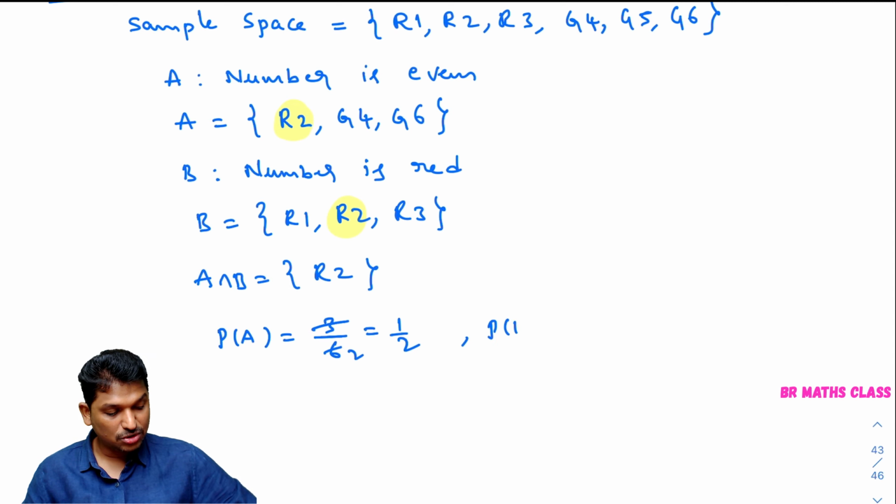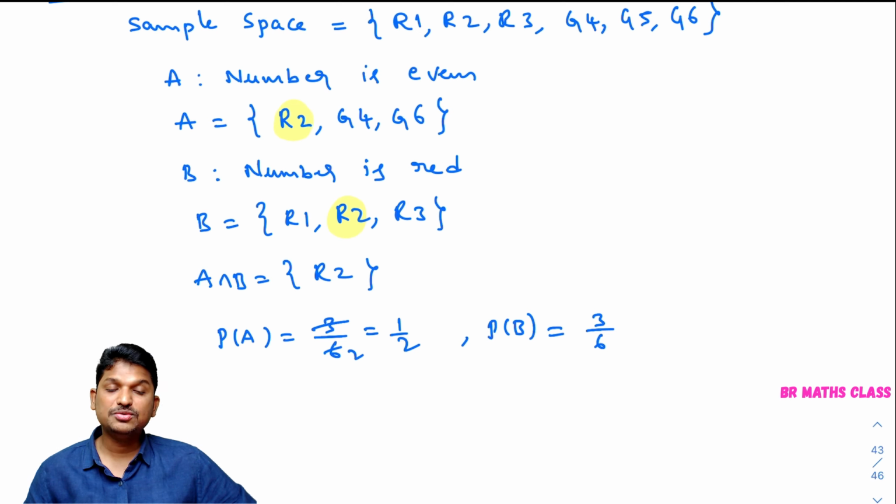Now I'll calculate probability of B also. Probability of B is 3 divided by the total number of results from the sample space. 3 by 6 is nothing but 1 by 2. Okay, this is 1 by 2.